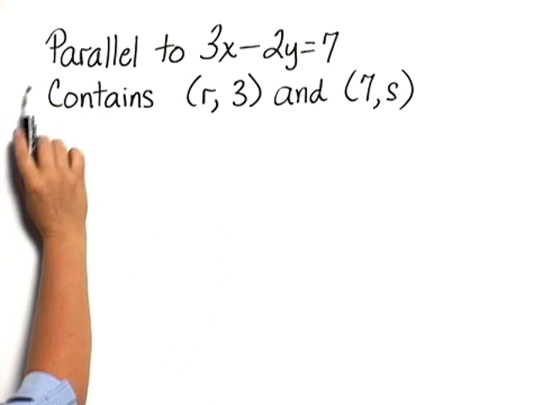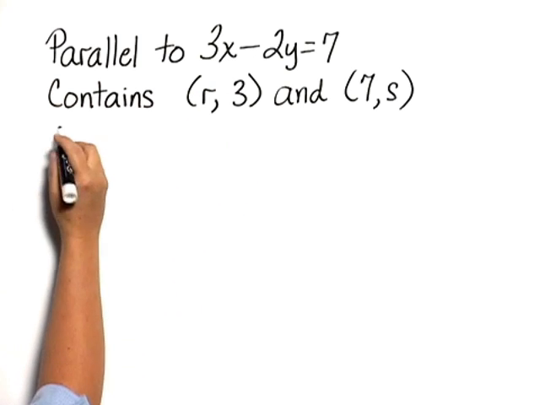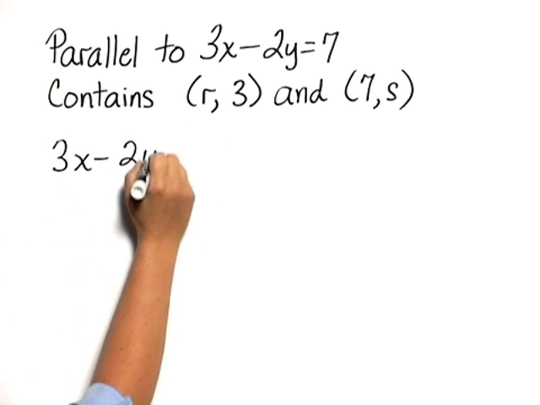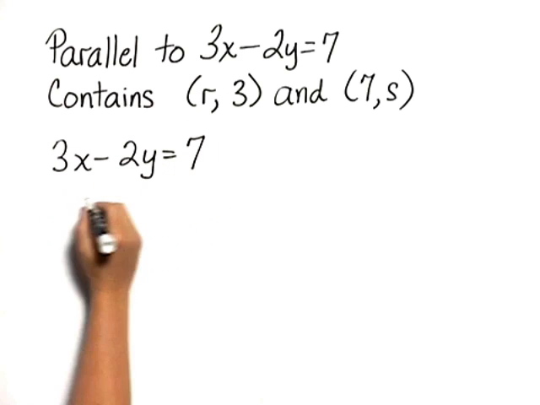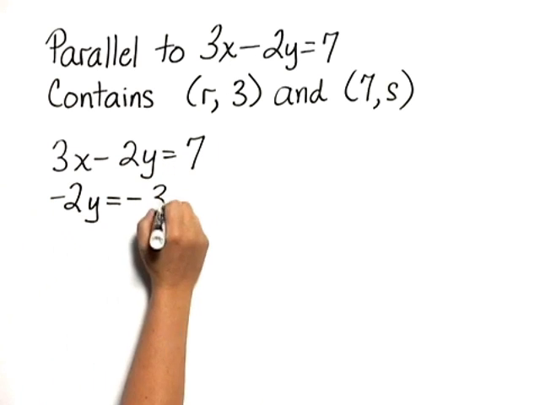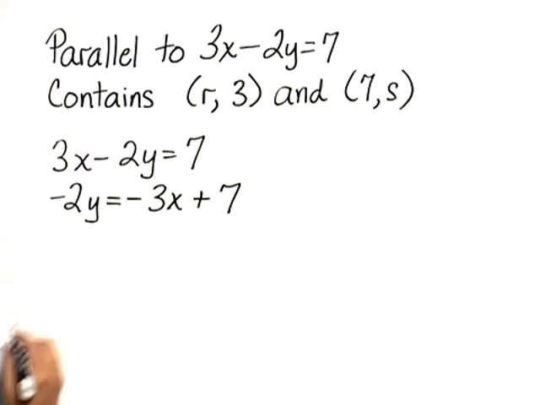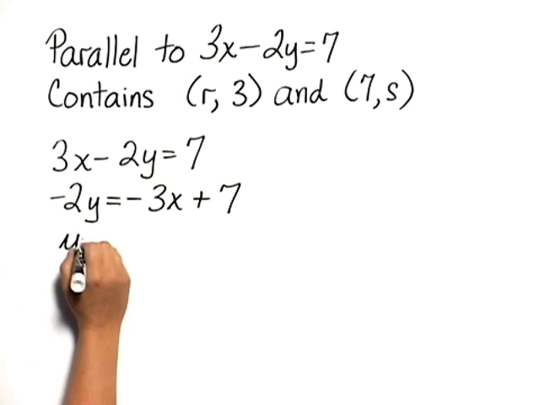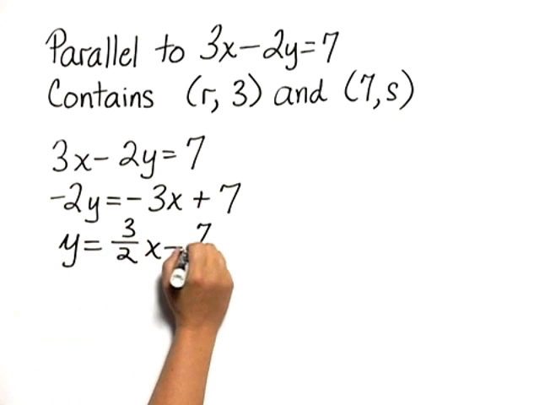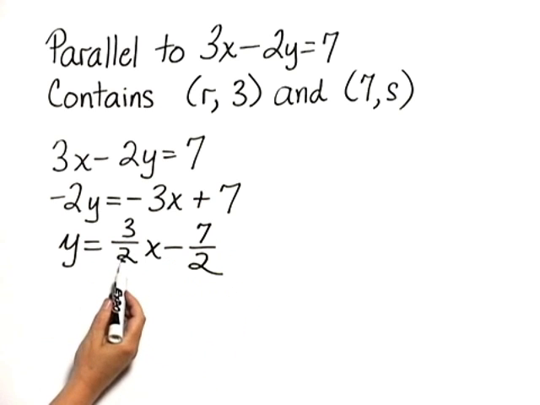The slope of the line we're looking for is the same slope as 3x minus 2y equals 7. So let's solve that for y. We have 3x minus 2y equals 7. Subtracting 3x from both sides gives us negative 2y equals negative 3x plus 7. And multiplying everything through by negative 1/2, we have y equals 3/2 x minus 7/2. That tells us that the slope of the line we're looking for is 3/2.